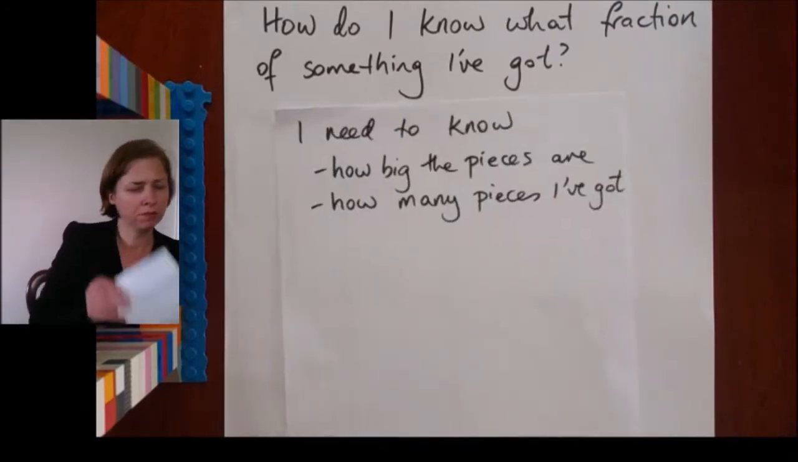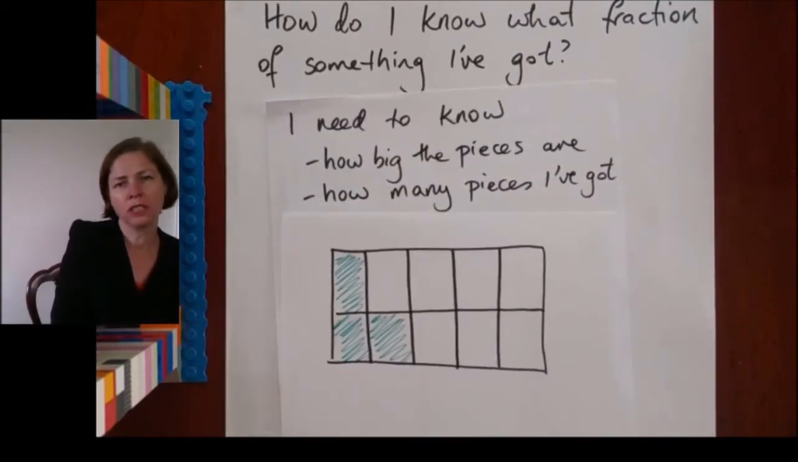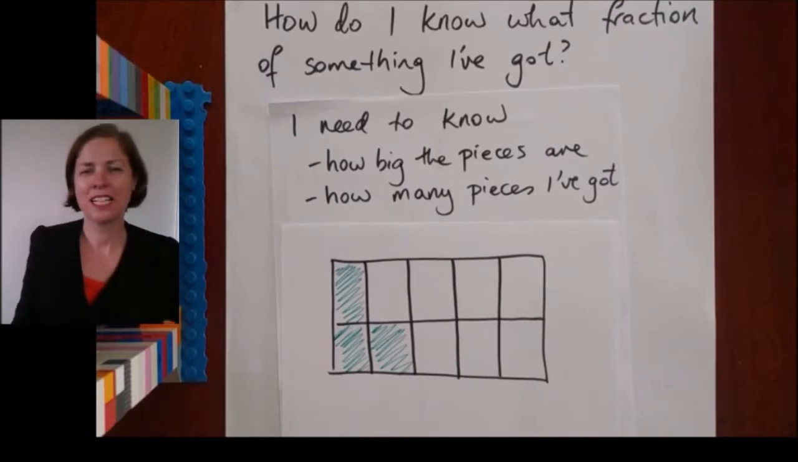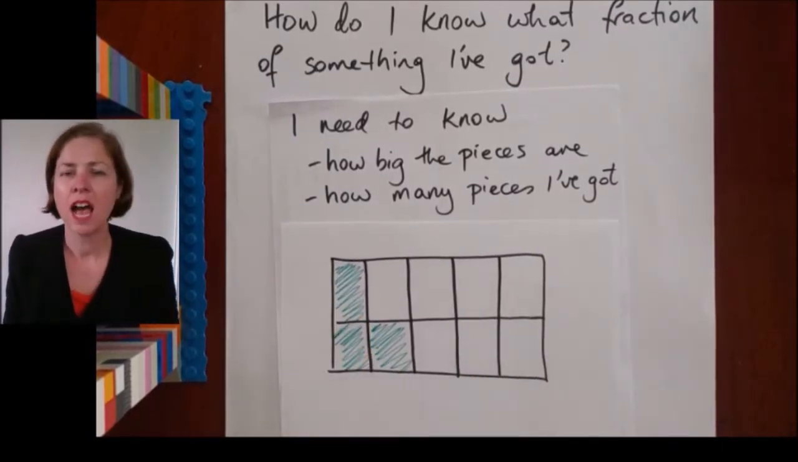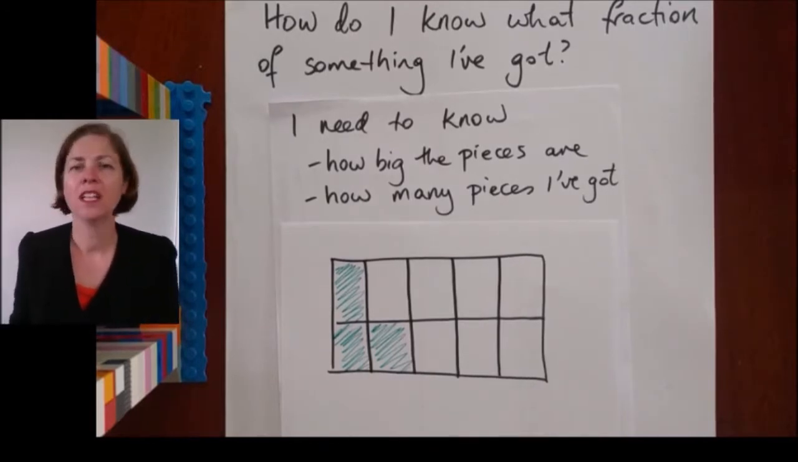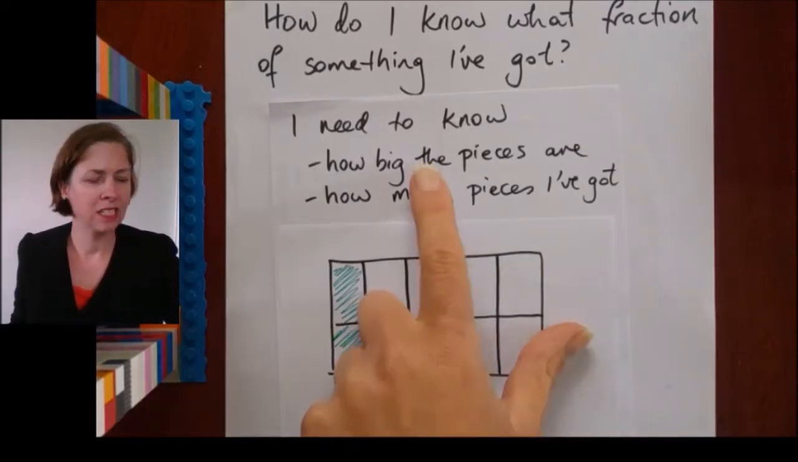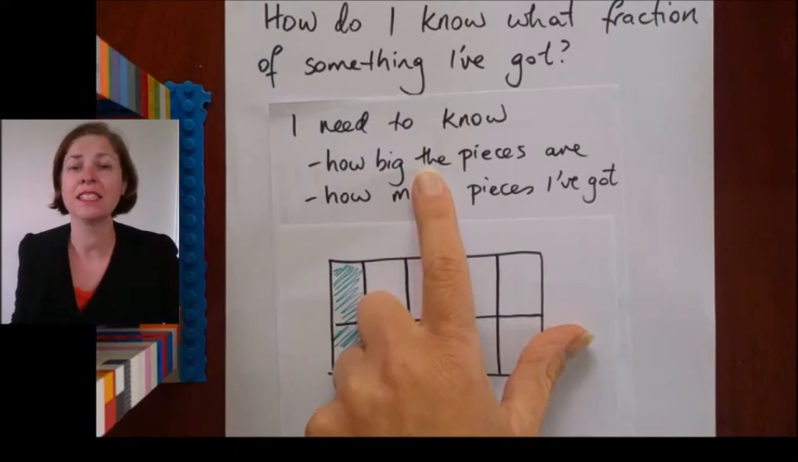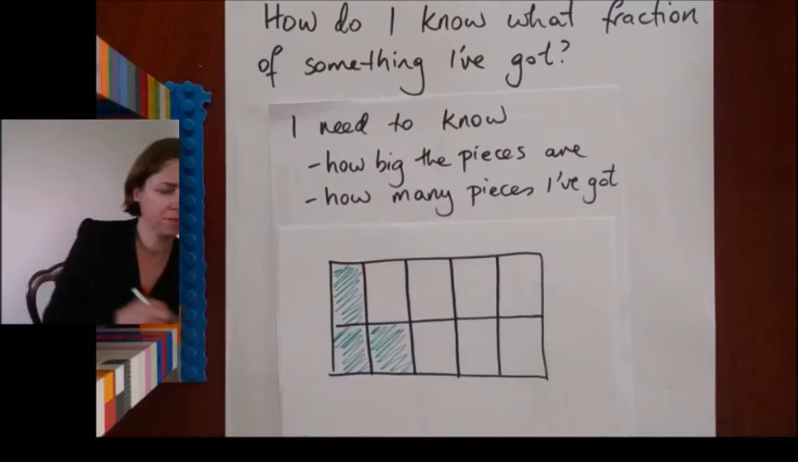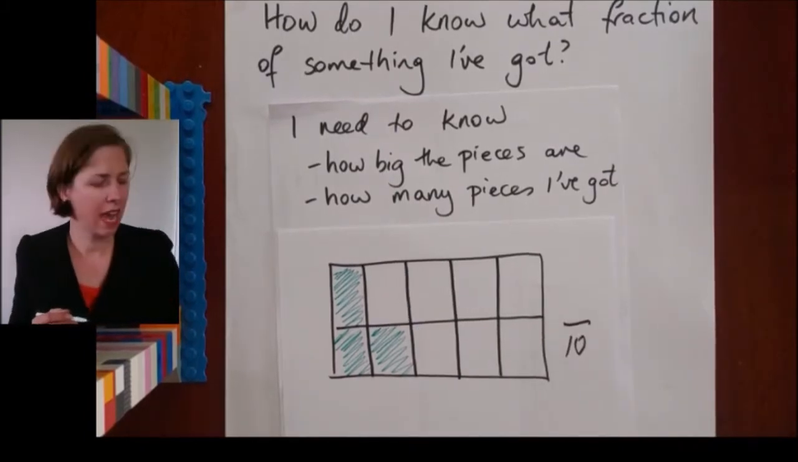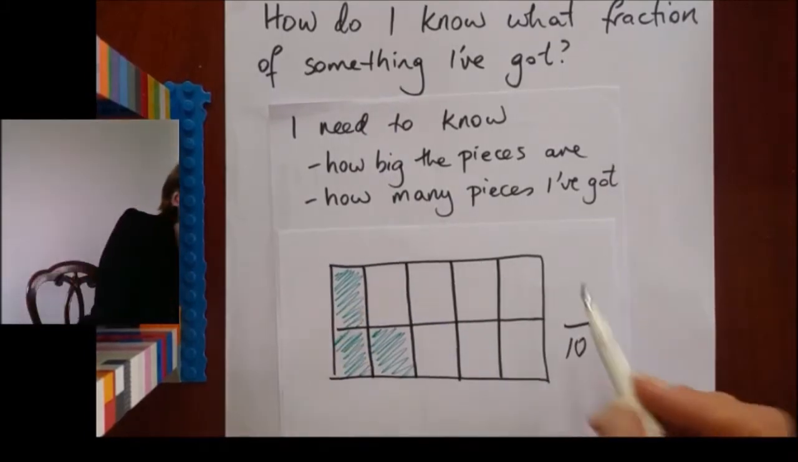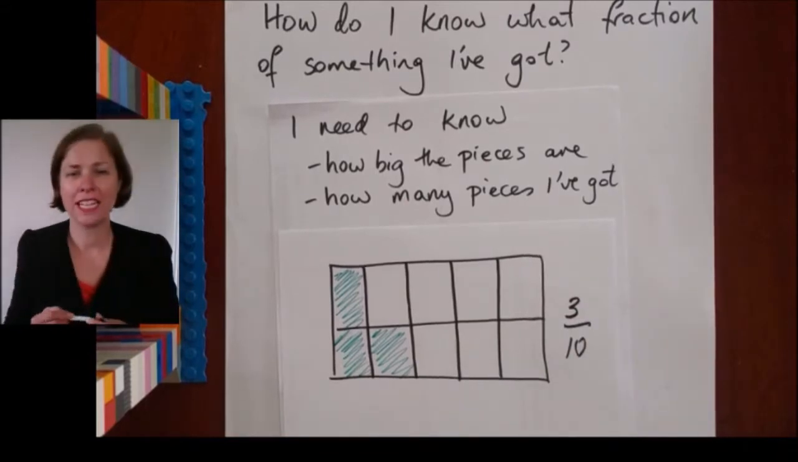For example, here's a bar of chocolate. Not really, I wish it was. Here's a bar of chocolate that I've cut into 10 pieces, and these green ones are going to me. So how much of the chocolate bar do I have? Well, how big are the pieces? They're tenths. And how many do I have? 1, 2, 3. So I have 3 tenths.